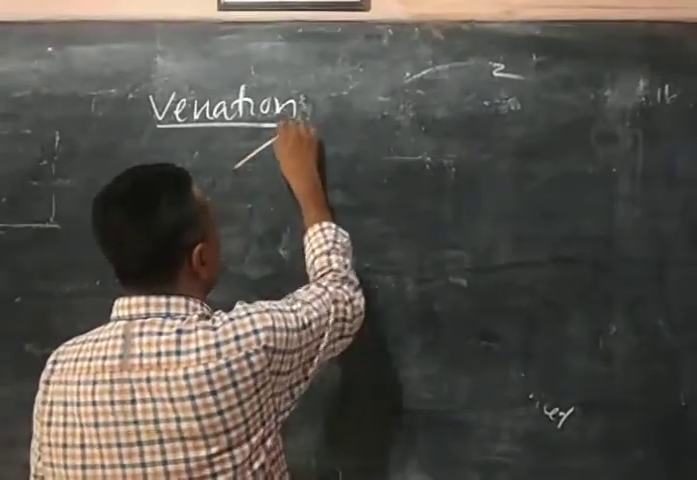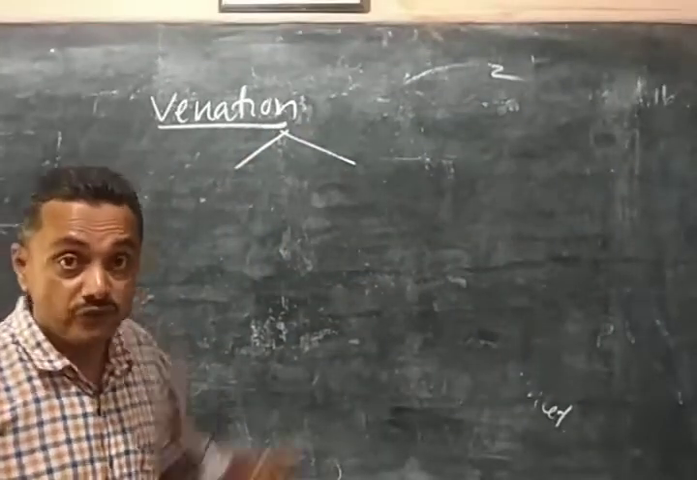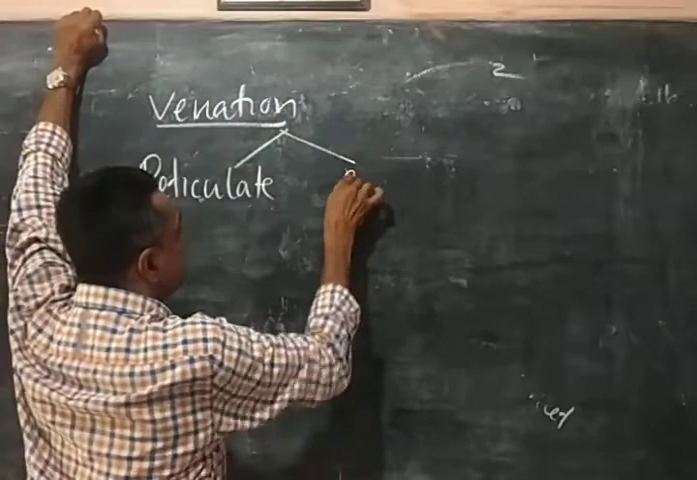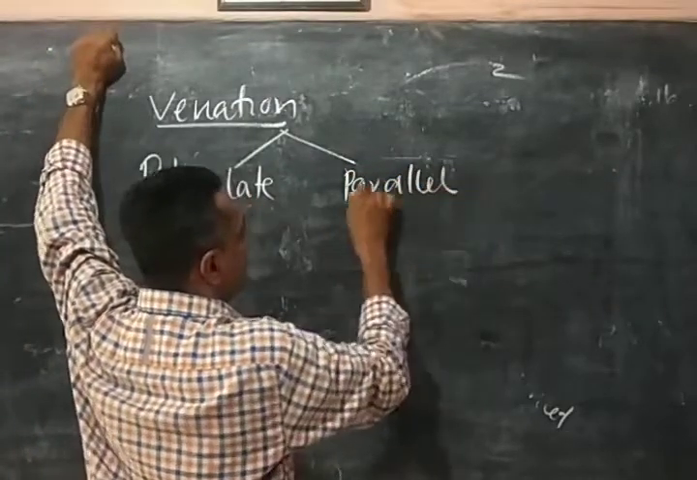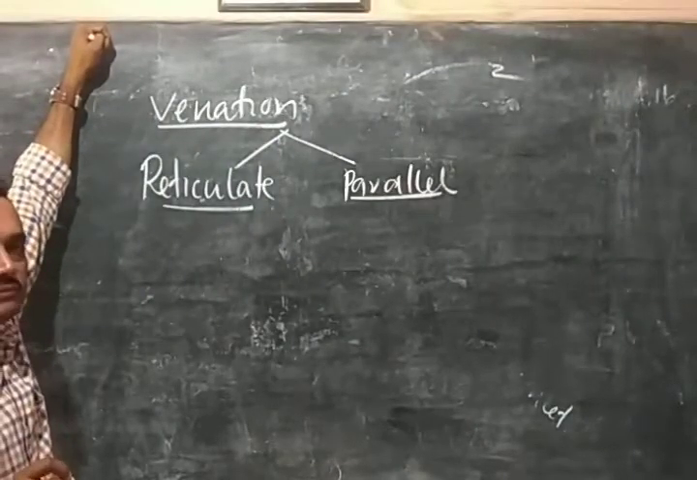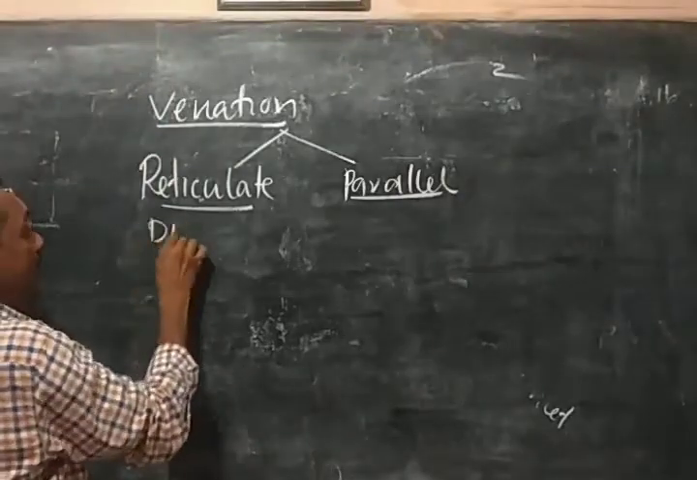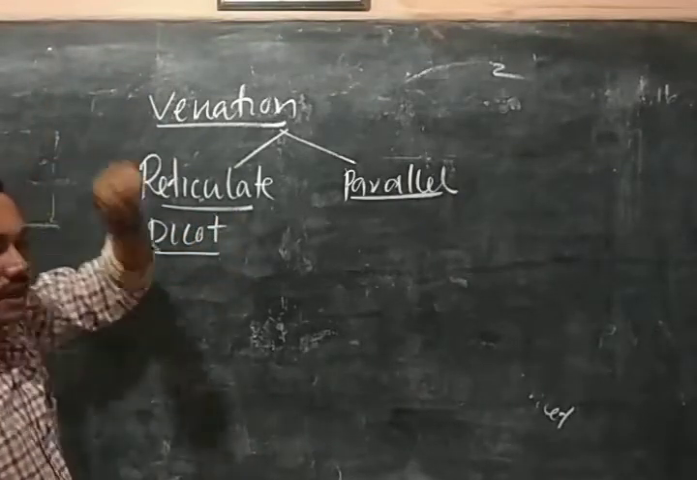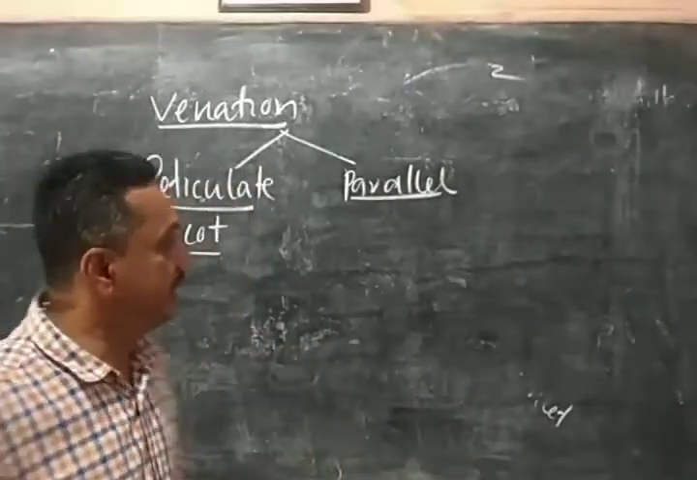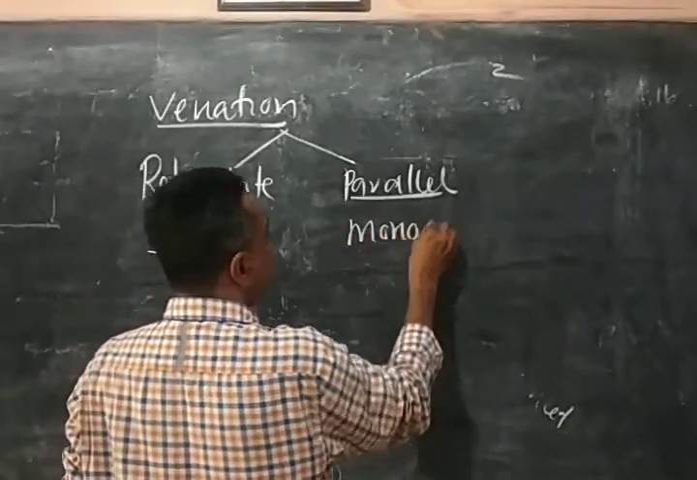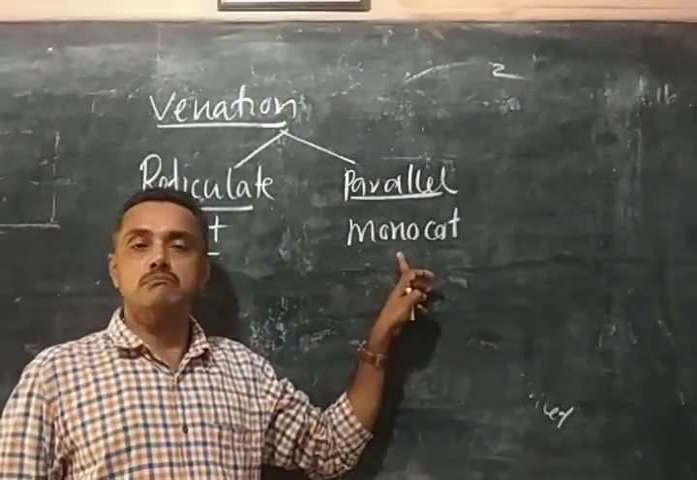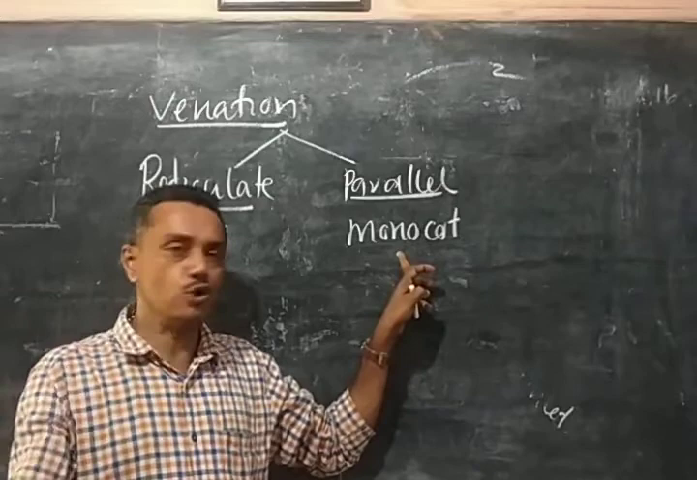There are two types of venation in plants: reticulate venation and parallel venation. Reticulate venation is seen in dicot plants. Many plants, like hibiscus, are dicots, and the plants in our surroundings are mostly dicots. Parallel venation is seen in monocot plants like sugarcane, grass, bamboo, wheat, etc.